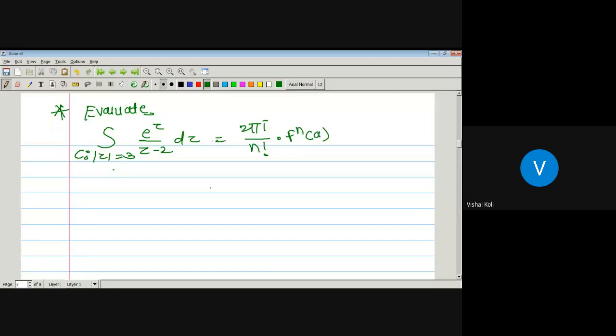But here a is equal to 2, and what is the value of n? n is equal to 0. Then put just those values, which implies the integral over mod z equal to 3 of e to the power z divided by z minus 2 dz.